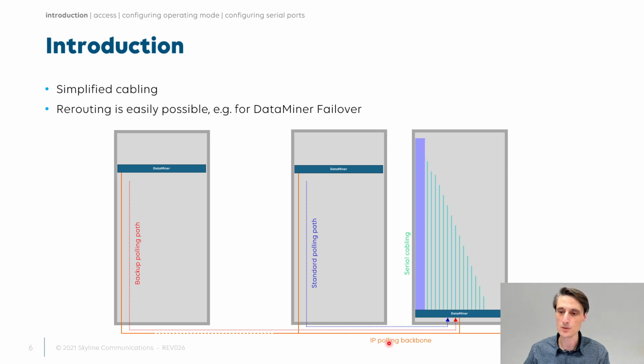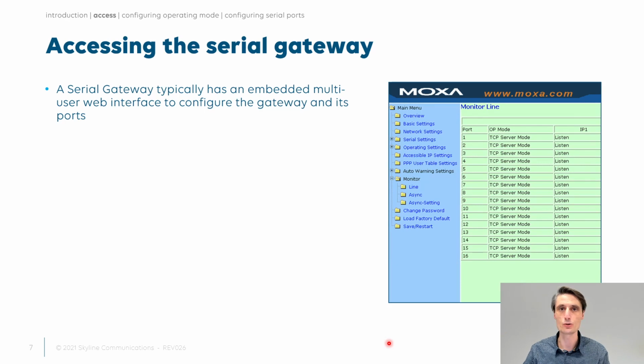So if you still have some serial devices, make sure they are nicely connected onto the network with a serial gateway. Typically these days the serial gateways have some kind of web interface. If it's a more basic one, it could be telnet. But typically we will look at two things that we need to configure there: the operating settings and also the serial settings. But first of all, we need to be able to connect to it.